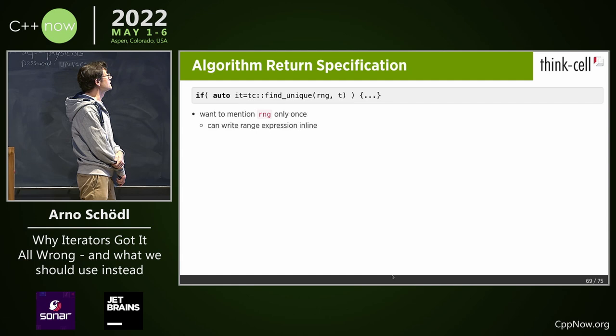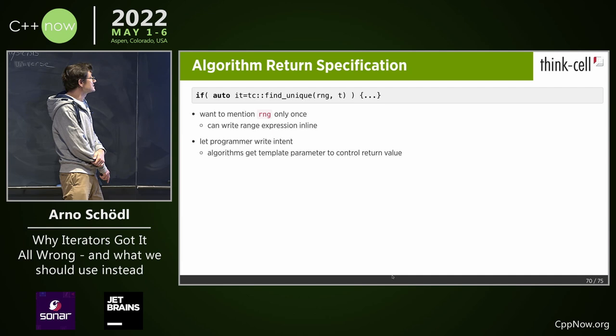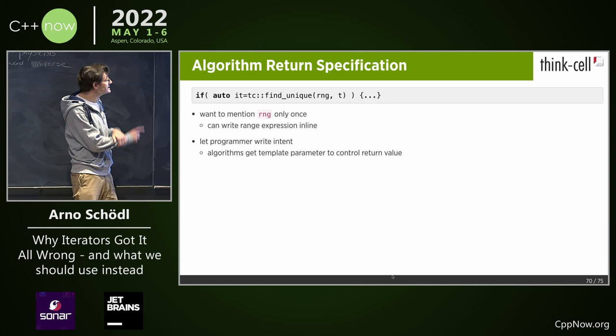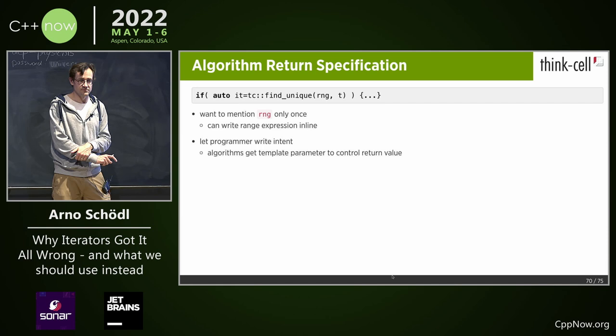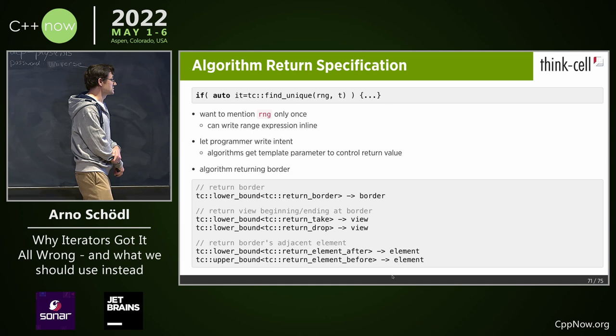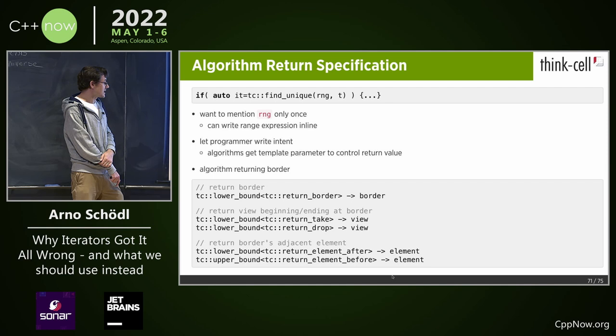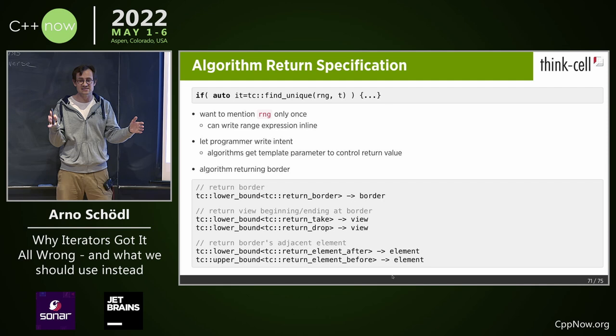Now again, we want to let the programmer write intent. So what we added is a template parameter to these functions that controls the return value, and Boost has that actually, and we kind of stole it from Boost and refined it a little bit. So the algorithms are returning the border, right? So you have the lower bound that returns the border. But actually, it's quite practical to say, hey, there's lower bound, now return me the take. Return me a view that ends with that border that you're returning, or that starts with a border that you're returning. That's return drop.